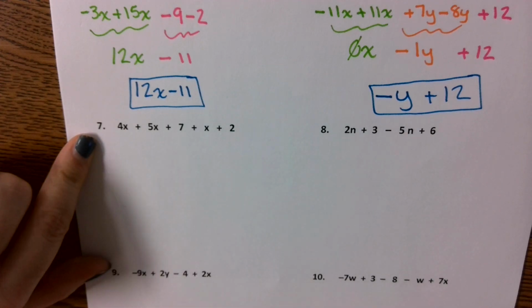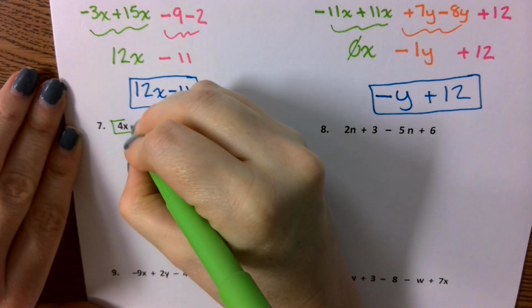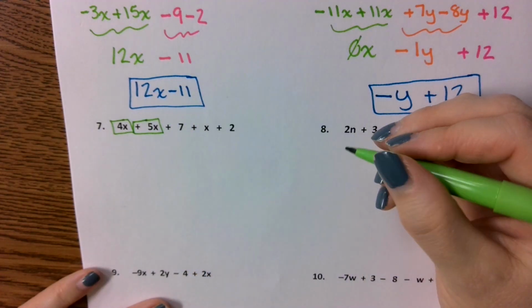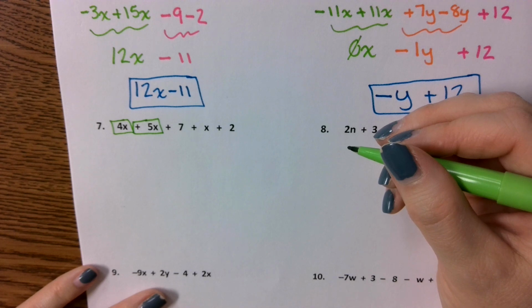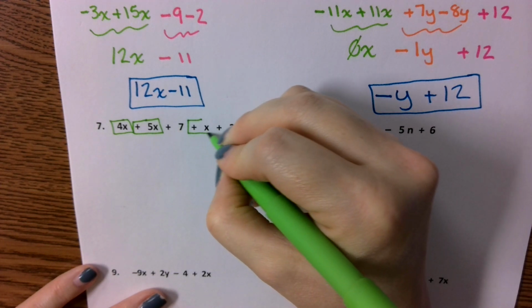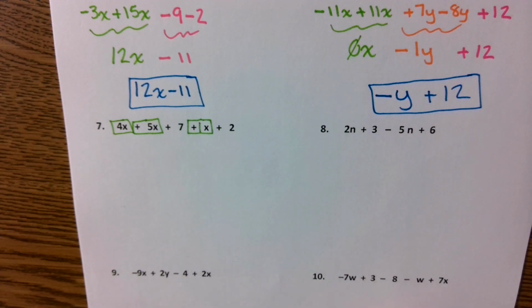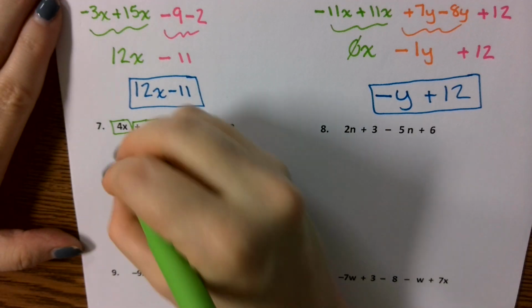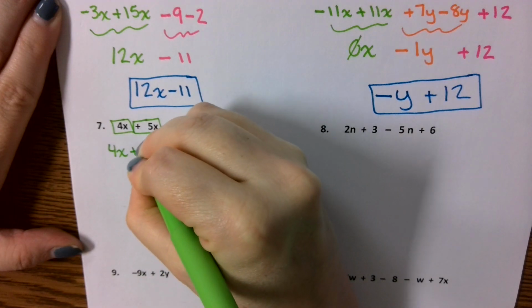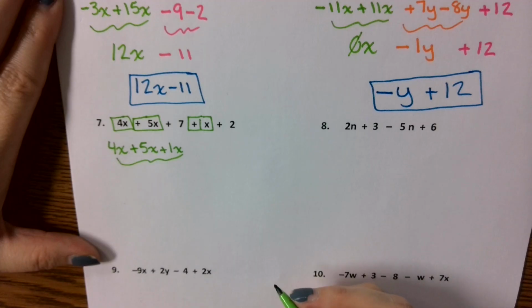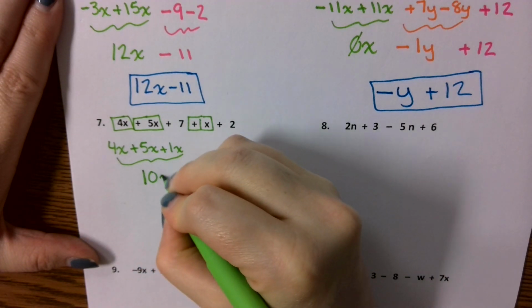For problem number 7, our like terms, we've got a 4x plus 5x. Kamara, are you writing this? Plus 1x. Remember, this x technically has an invisible 1 in front of it. We're going to do 4x plus 5x plus 1x. When we add the 4 plus 5 plus 1, that's going to give us 10x.